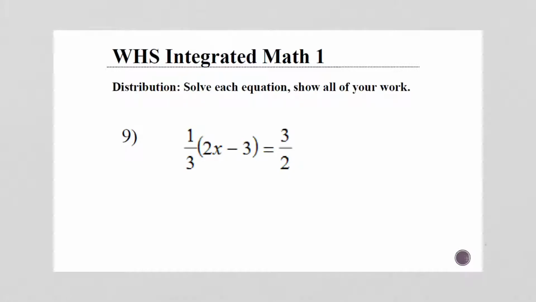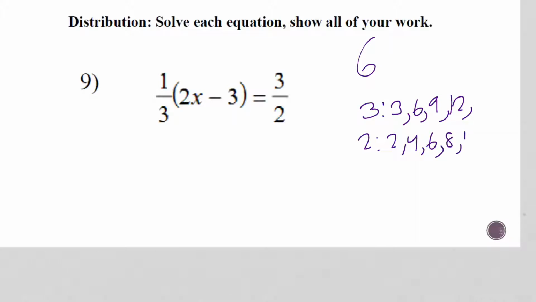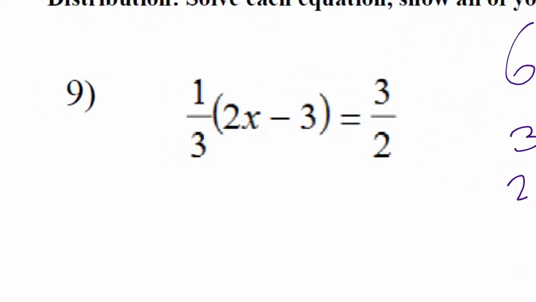And number 9, this one has 2 fractions. So if I look at both of the denominators, I have a 3 and a 2. Their least common multiple will be 6, because multiples of 3 are 3, 6, 9, 12, etc. Multiples of 2 are 2, 4, 6, 8, 10, etc. The smallest one is 6. So I'm going to multiply every single term by 6.